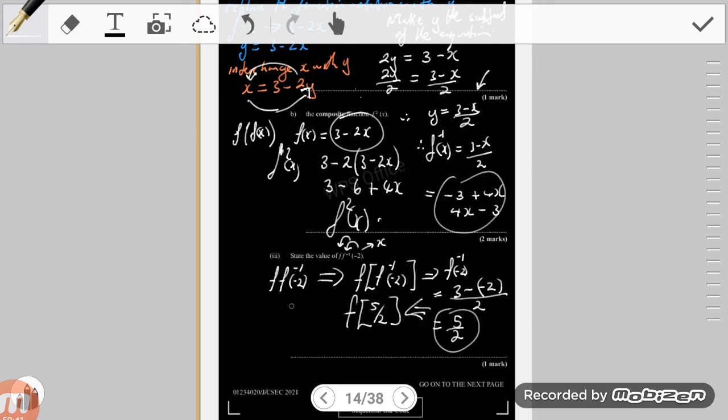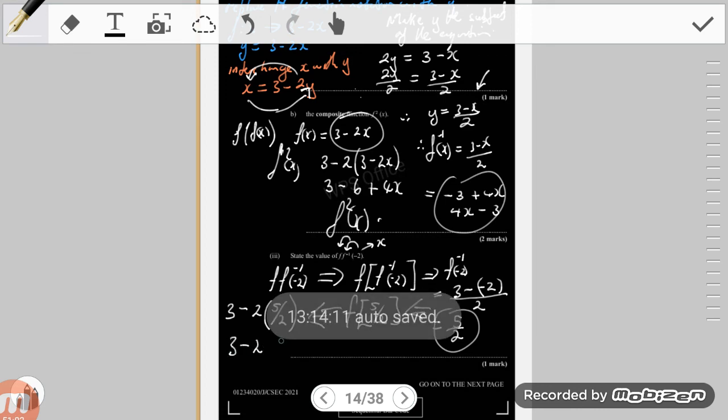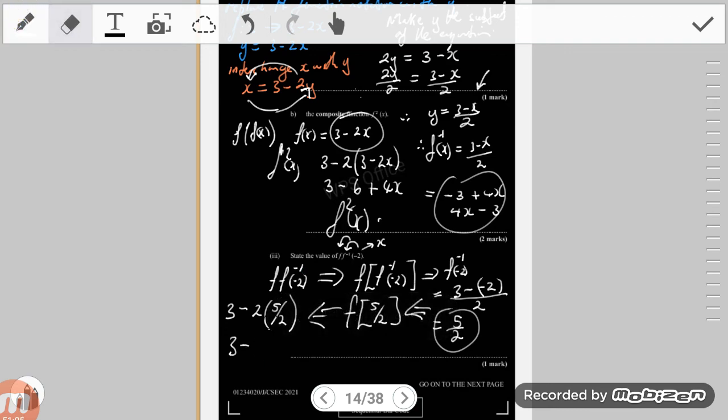So that implies that this is going to be 3 minus 2 times 5 over 2. Alright, because it's 3 minus 2 times x, and x in this case is 5 over 2. So that's going to be 3 minus 2. Okay, we can cancel here and here. So we're going to end up with 3 minus 5. So that works out to be negative 2.